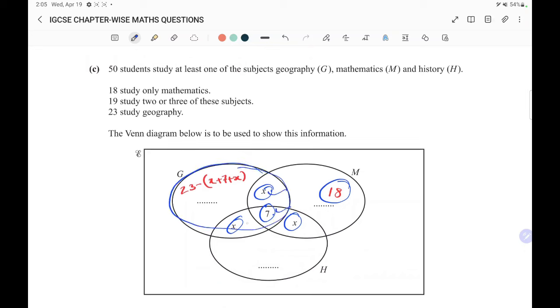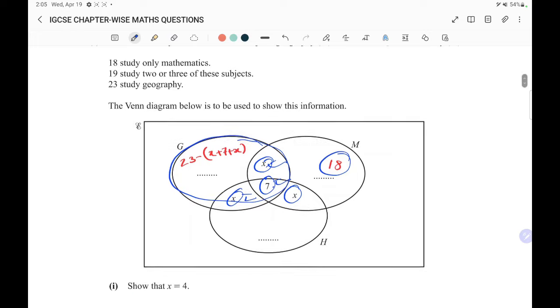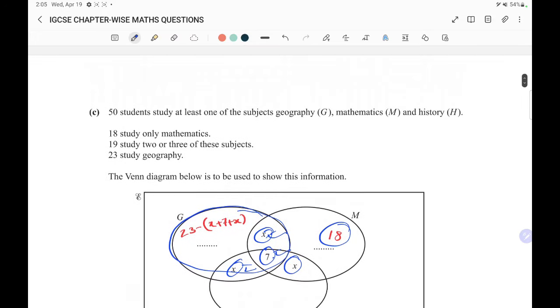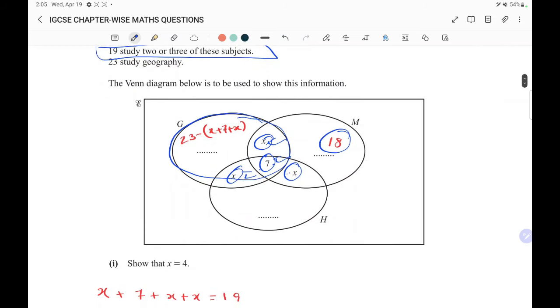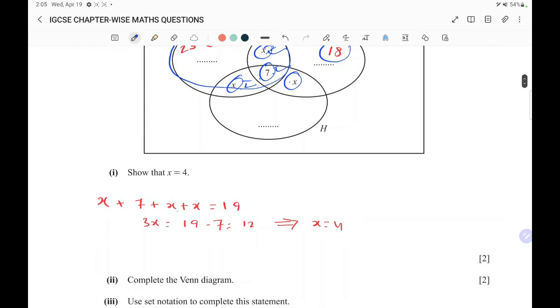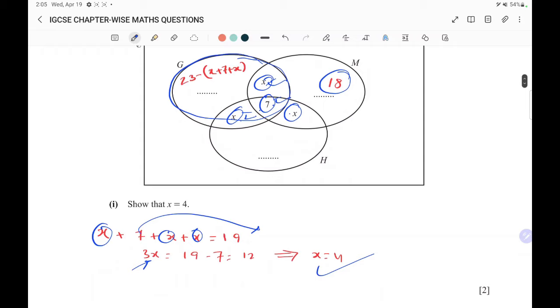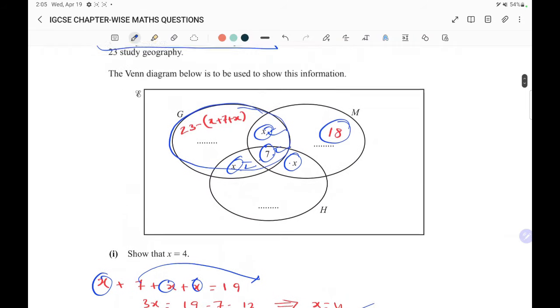So this is x, this is 7, this is x. So this part will be 23 minus x minus 7 minus x, which is here. Show that x is 4. So this 19 is x plus 7 plus x plus x, which is 3x plus 7. 7 you will take to the right side. 19 minus 7 is 12. 12 over 3 is 4. So it's very simple.